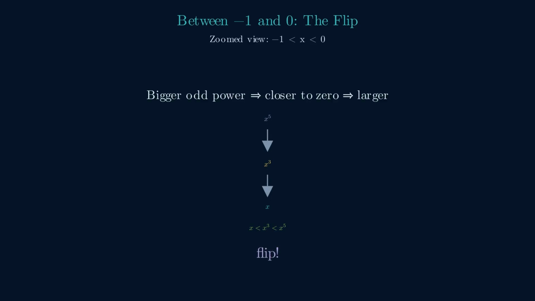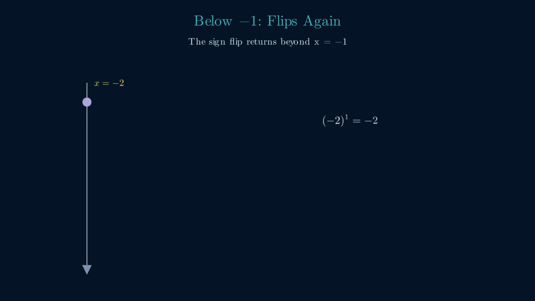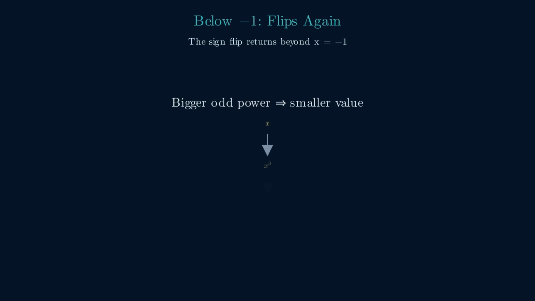And it flips again below -1. Below -1, take -2. Cubed, that's -8. To the fifth, -32. They're marching downward, further and further below 0, so the bigger the power, the smaller the value. Order flips back: x greater than x cubed greater than x to the fifth.